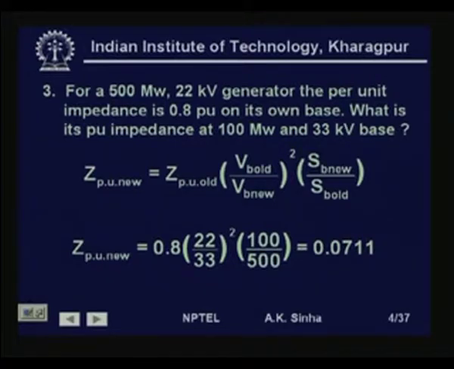So, using this relationship, once we substitute these values, we will get Z per unit at the new base of 100 megawatt and 33 kV as 0.8 into 22 by 33 whole squared multiplied by 100 by 500, which will come out to be equal to 0.0711 per unit. That is, from 0.8 per unit, the value changes to 0.0711 per unit on the new base.